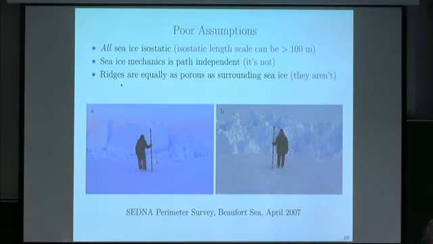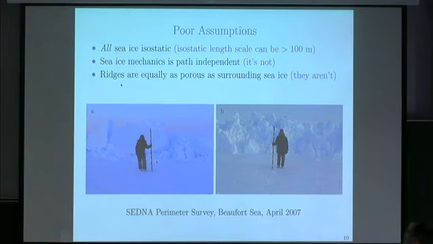What are the problems with those assumptions? Well, one of the problems for a start is that when we're scaling it, when we've decided to use this thickness distribution to represent the potential energy of sea ice, we have to assume all sea ice is isostatic, at least as it's being done at the moment. We're assuming that sea ice is path independent, and it's not. And we're assuming that ridges are equally as porous as the ice around them, and it is definitely not the case.